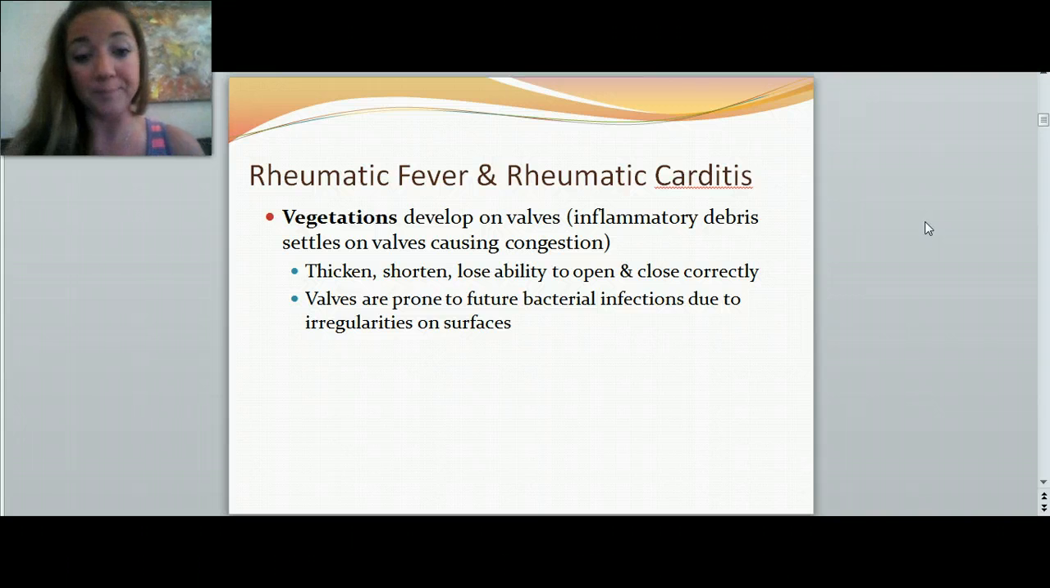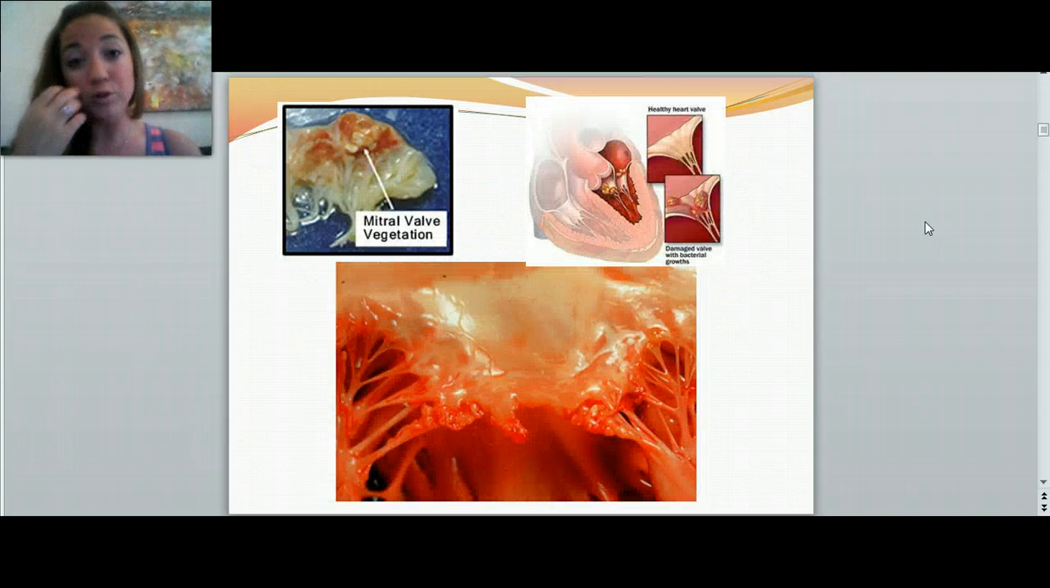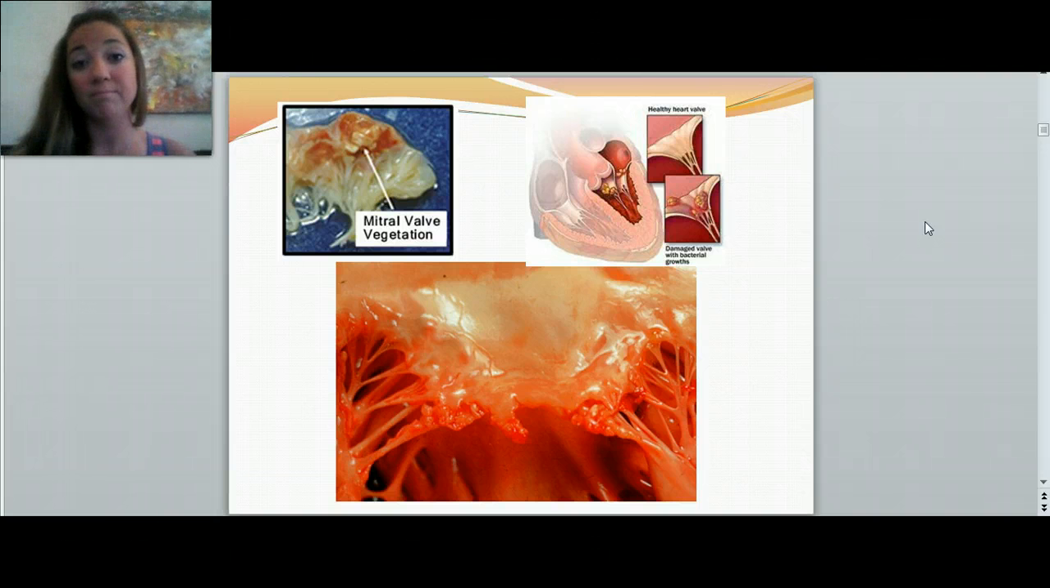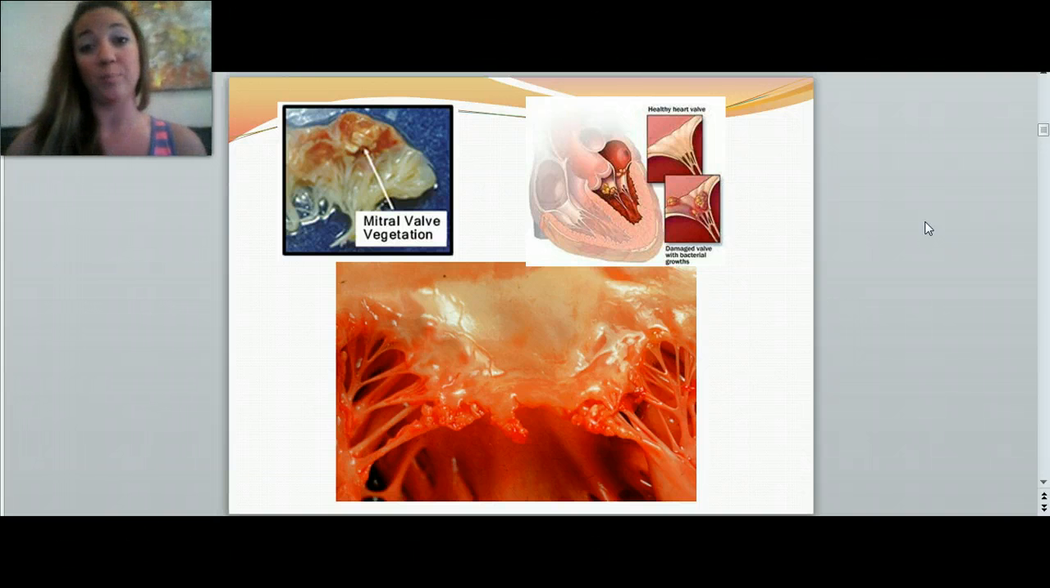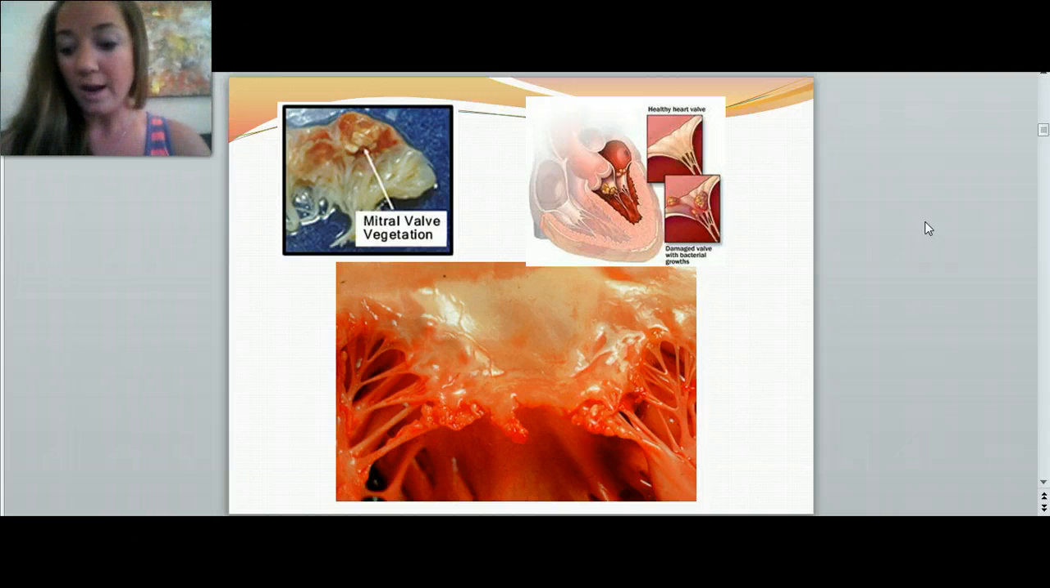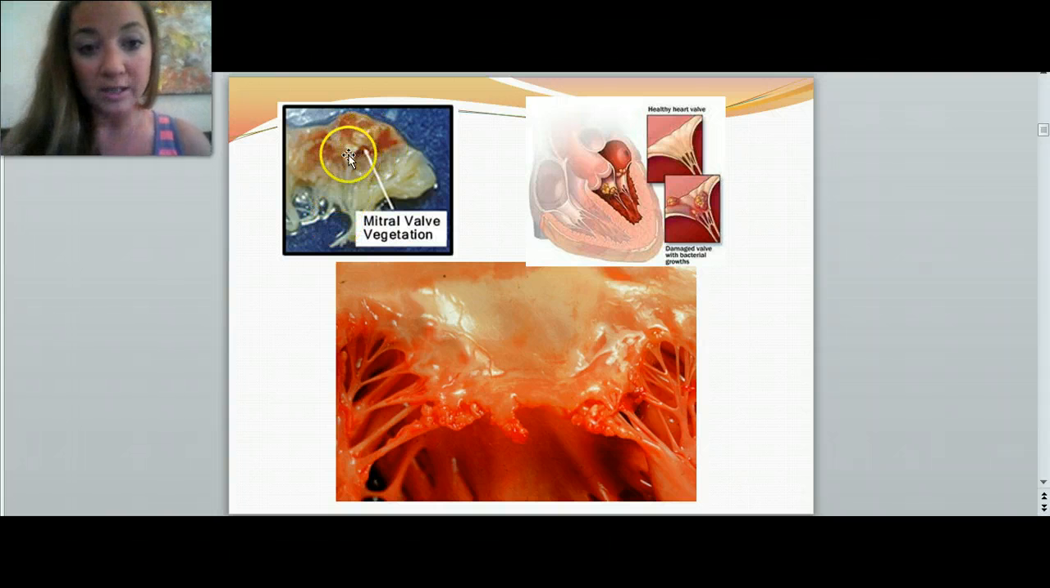and it really messes up your cardiac output. You're also prone to more bacterial infections later in life because of having those vegetations. You have grooves within those vegetations, and infections can grow and develop within there. It's very, very scary and not good. All right. Here's pictures of the mitral valve vegetations. Do you see these things growing on here, and it's causing this valve to thicken and shorten? Here you can see it right there as well.